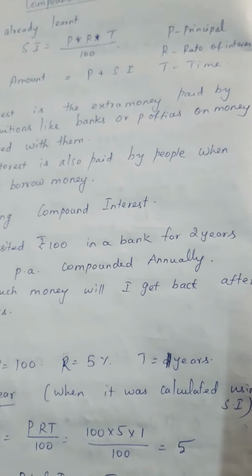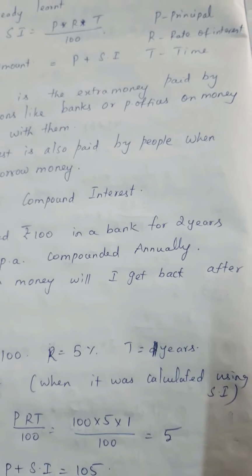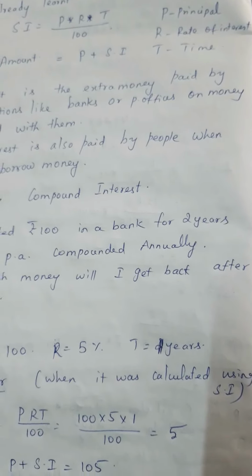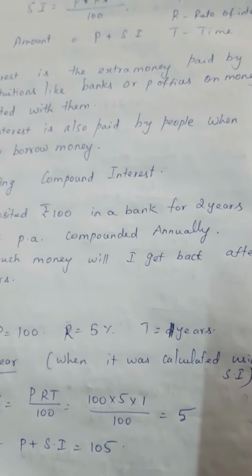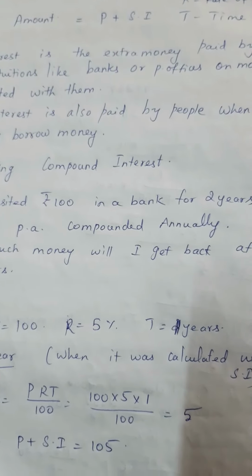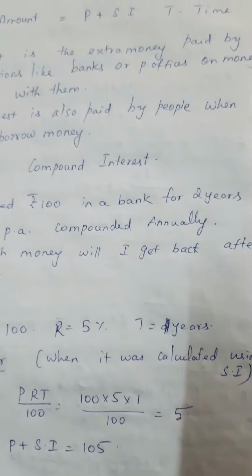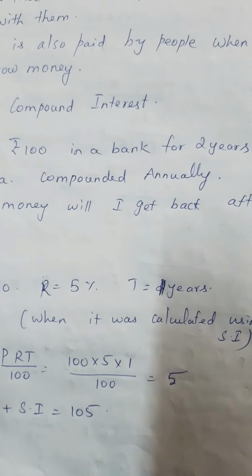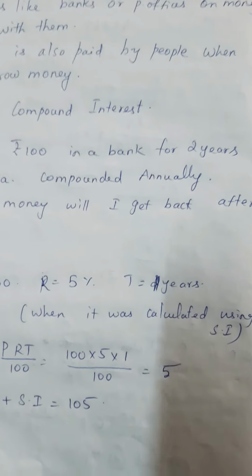First year they calculate on 100 rupees at 5% interest, which means you get 5 rupees as interest. The second year also you have the same 100 rupees in the bank, and they will give you 5 rupees interest. So 5 plus 5, 10 rupees you will get as interest at the end of the second year, along with the amount you deposited. You deposited 100 rupees, and the interest for 2 years is 10 rupees. So you will get 110 rupees at the end of the second year in simple interest.